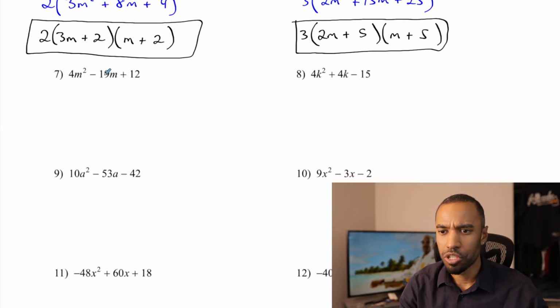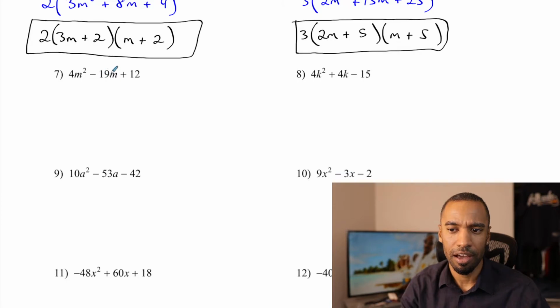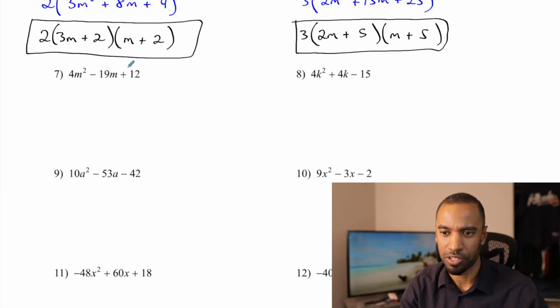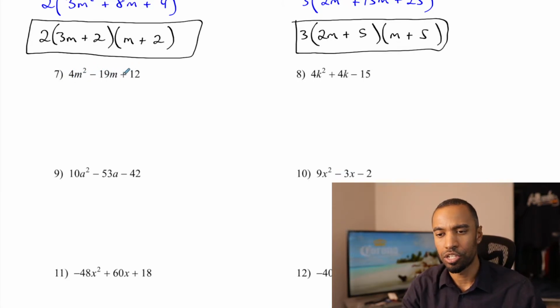All right, number 7. Let's look for common factors. I don't think we're going to have one here. 19 is a prime number, and we got evens here. So we're going to deal with just factoring from here.